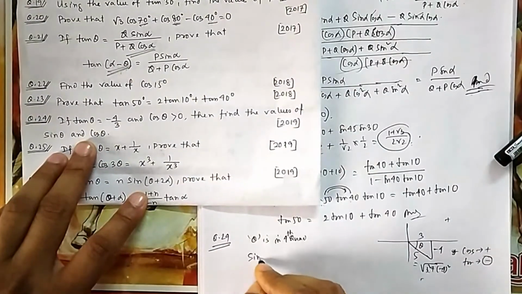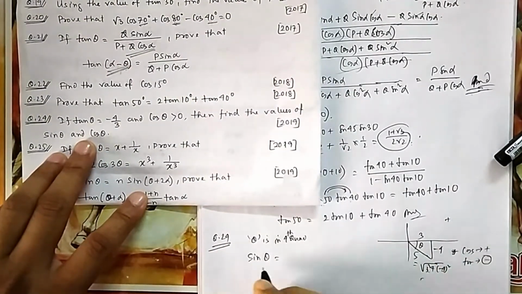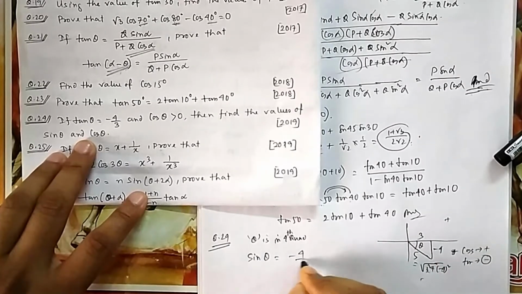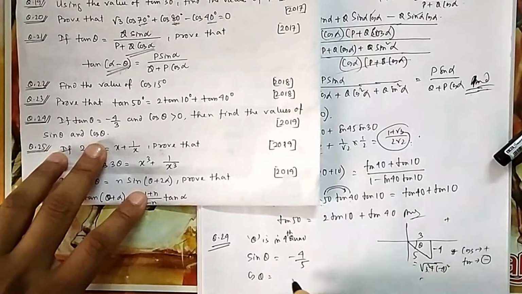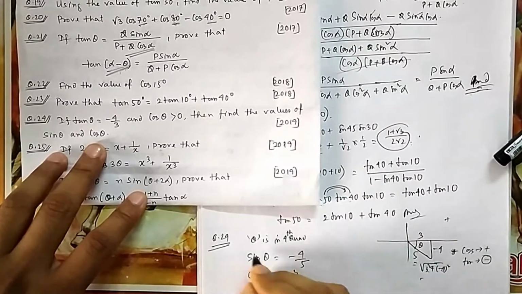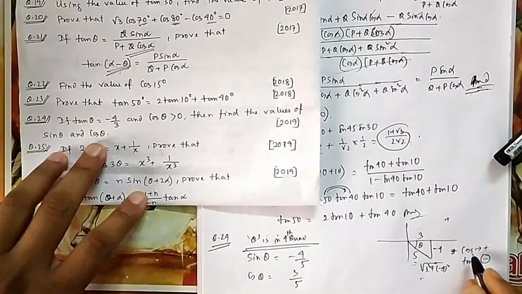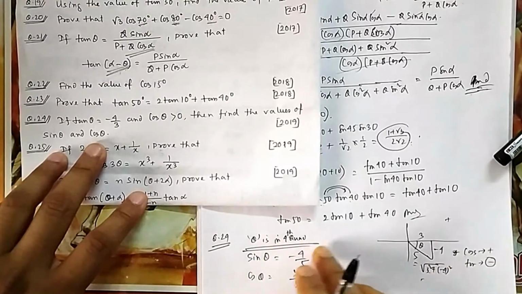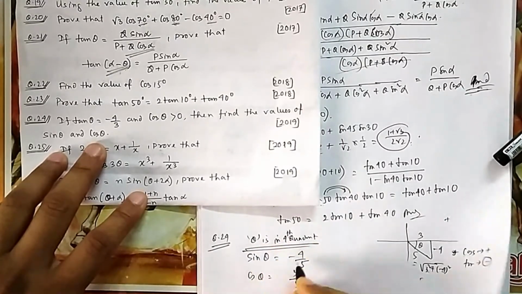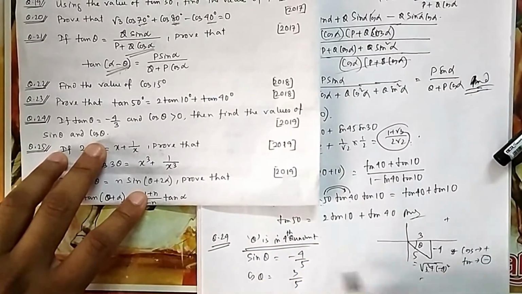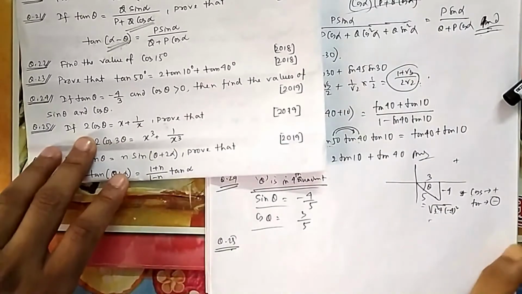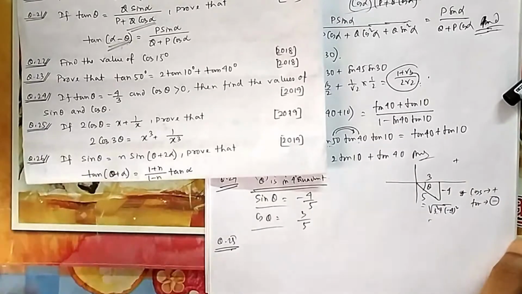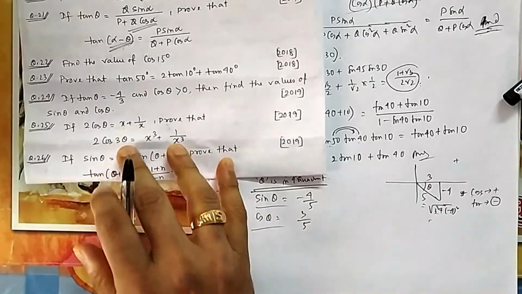So you can now easily find sin theta because it is in the fourth quadrant. Sin theta will be negative, and you can see also it is -4 by 5, and cos theta will be positive because it is 3 by 5. So you can write, because cos is positive and tan is negative, my theta lies in the fourth quadrant. So from the figure you can directly write tan theta. And in the next question, what they have asked, 2 cos theta equal to this one, then find 2 cos 3 theta.